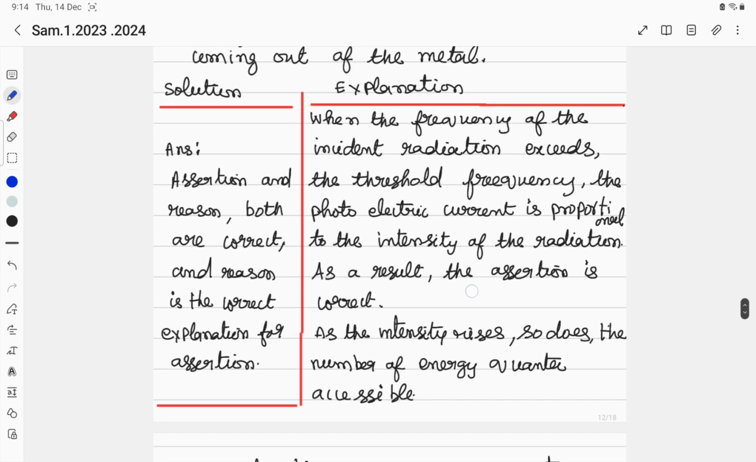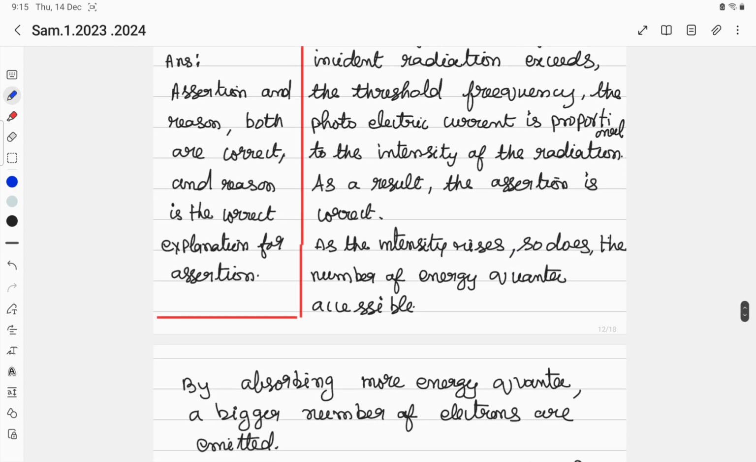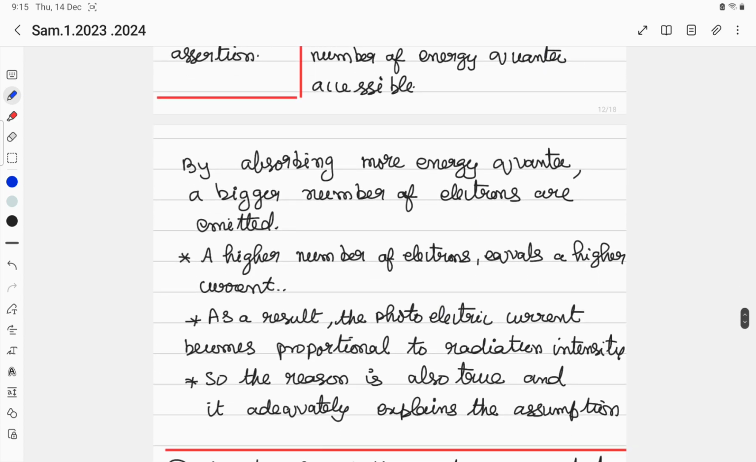Explanation. When the frequency of the incident radiation exceeds the threshold frequency, the photoelectric current is proportional to the intensity of the radiation. As a result, the assertion is correct. As the intensity rises, so does the number of energy quanta accessible. By absorbing more energy quanta, a bigger number of electrons are emitted.